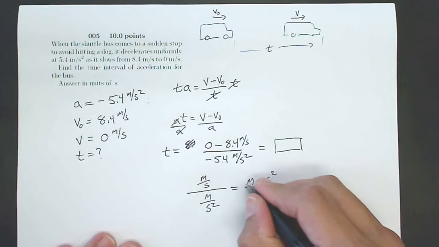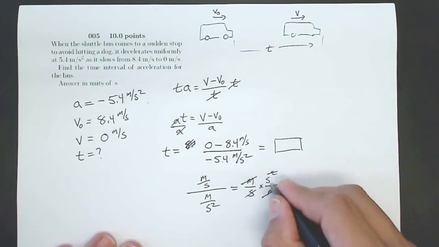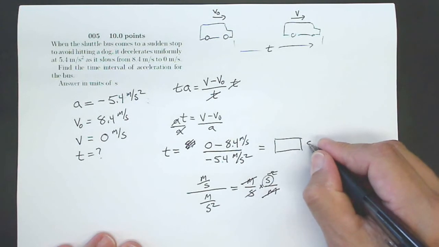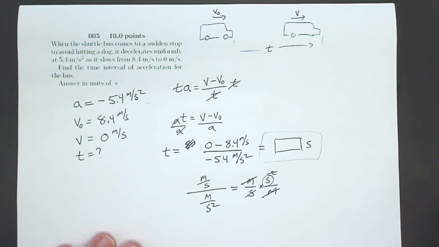Now you'll see that meters cancels out, and seconds squared is going to cancel out one of the seconds. So my units turn out being just seconds, as we would expect. So that's going to be a positive answer with a number of seconds.